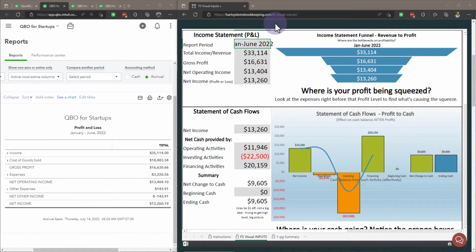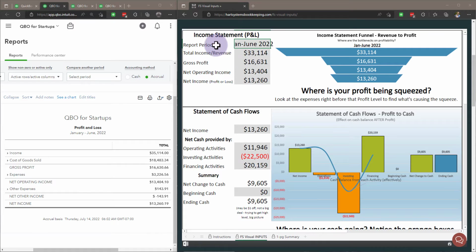So right here, my screen is split with the FS Visual tool on the right and the reports on the left. They're all still condensed. I just took a moment to enter all this into the FS Visual tool, and I wanted to have this on the left-hand side for reference also.